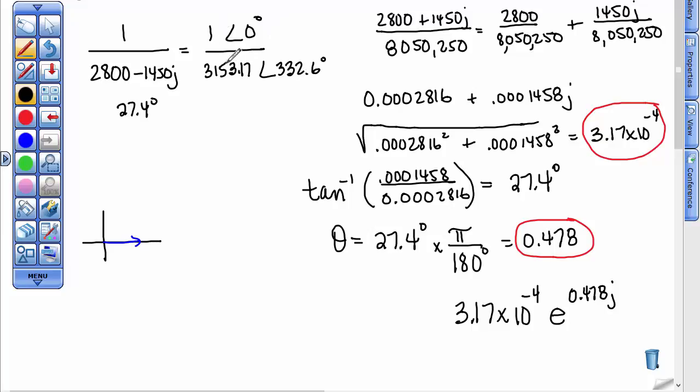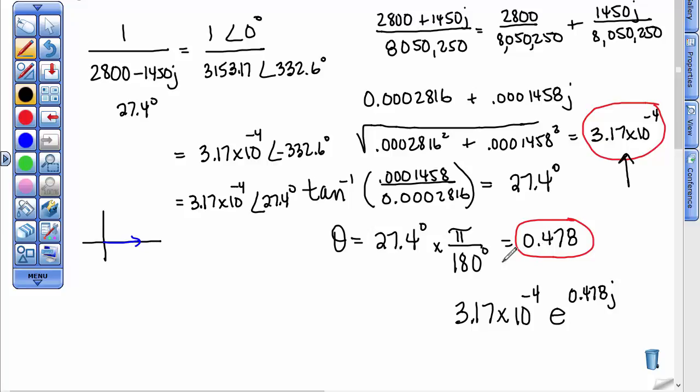And then you could divide the r values and subtract the angles. So when you take 1 and divide it by the 3153, you get that 3.17 times 10 to the negative fourth that we already got right over here. Your angle is a negative 332.6 degrees, whose coterminal form is the positive 27-degree angle. And you can then go back and do what we did over here. Kind of a long explanation. Hopefully that helps. That was a hard problem.